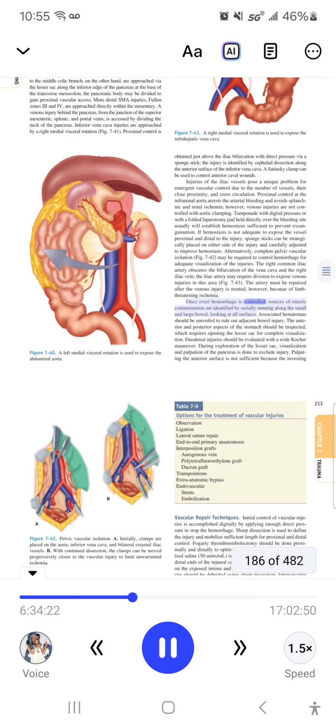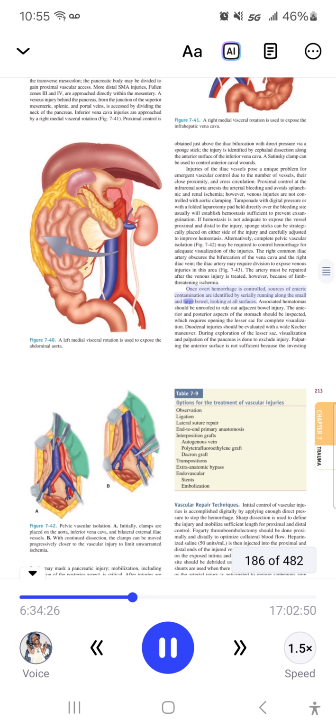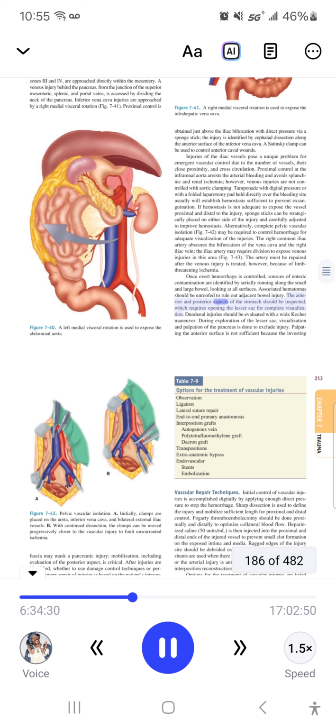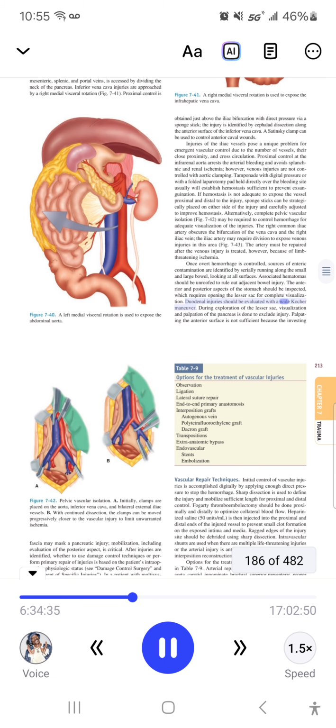Once overt hemorrhage is controlled, sources of enteric contamination are identified by serially running along the small and large bowel, looking at all surfaces. Associated hematomas should be unroofed to rule out adjacent bowel injury. The anterior and posterior aspects of the stomach should be inspected, which requires opening the lesser sac for complete visualization. Any injuries should be evaluated with a wide Kocher maneuver.